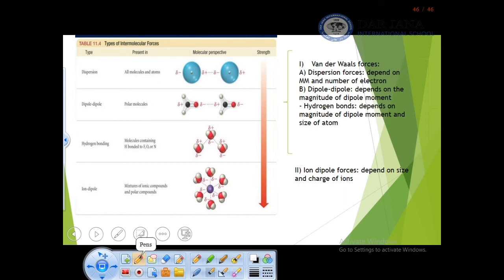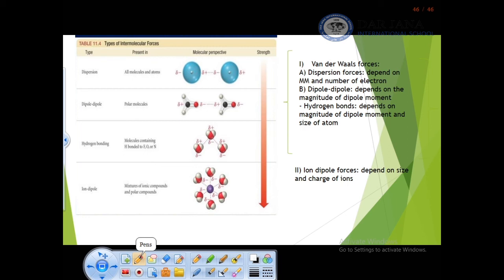Here is the table of interaction forces. We have the van der Waals forces, which we will talk about now. The dispersion forces depend on molar mass and number of electrons. The dipole-dipole forces depend on the magnitude of the dipole moment. Hydrogen bonds depend on the magnitude of the dipole moment and size of the atom. Second, ion-dipole forces depend on size and charge of the ion.